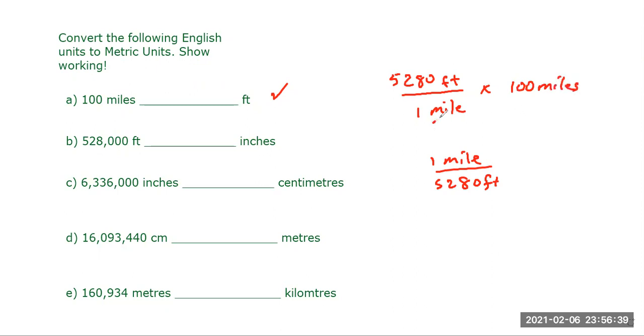And what will happen? Mile times mile cancels, and what I'm remaining with is feet. My unit will be in feet. That's exactly what I want. You see, if I multiplied by mile here, I wouldn't be able to cancel, so I'd end up with miles squared over feet. Nothing cancels really, so it makes sense to use this one. So this is the one we'll actually use.